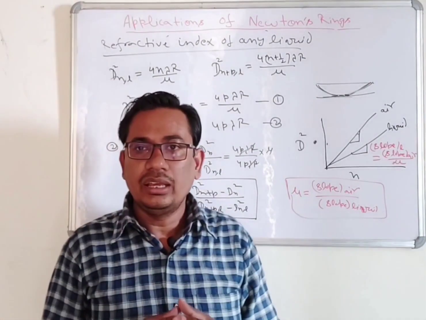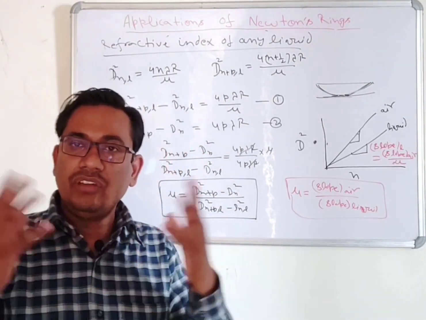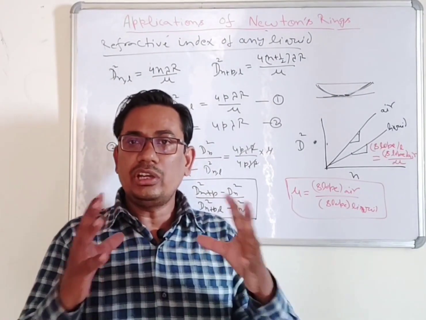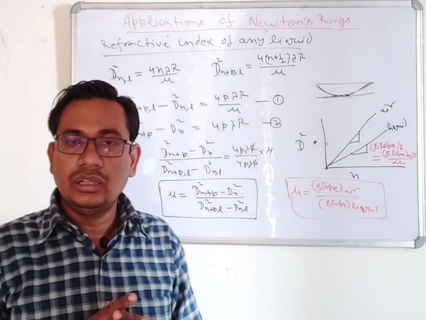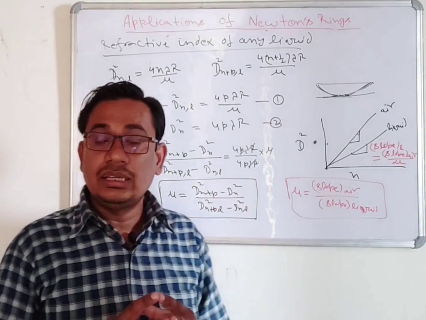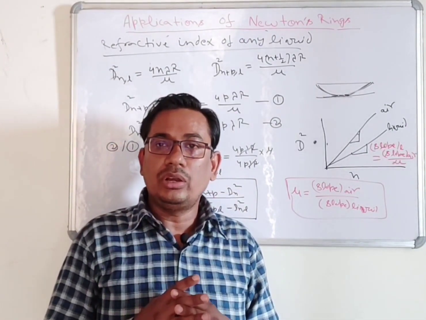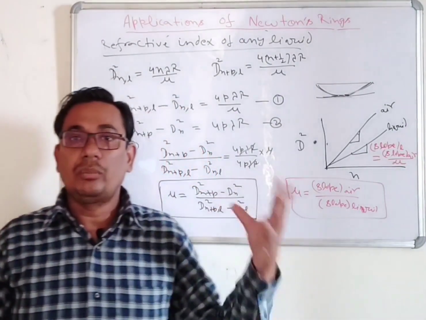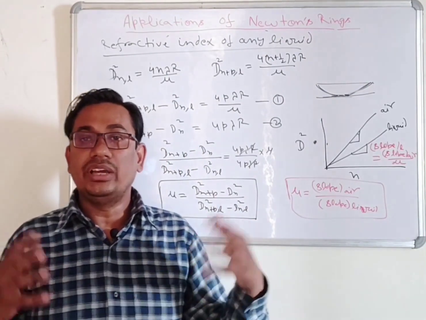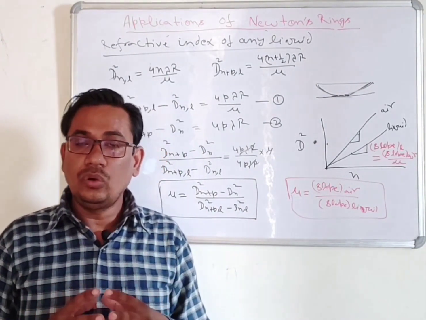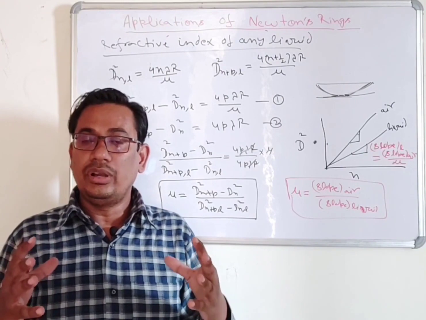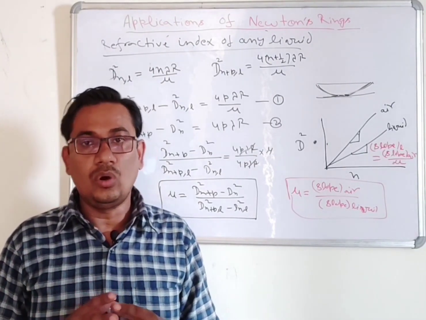In this way, you can calculate the wavelength and the refractive index of any liquid by Newton's rings. This is the most important use of Newton's rings. We can determine the wavelength of any light, and also the refractive index of any liquid. Now we will stop here.